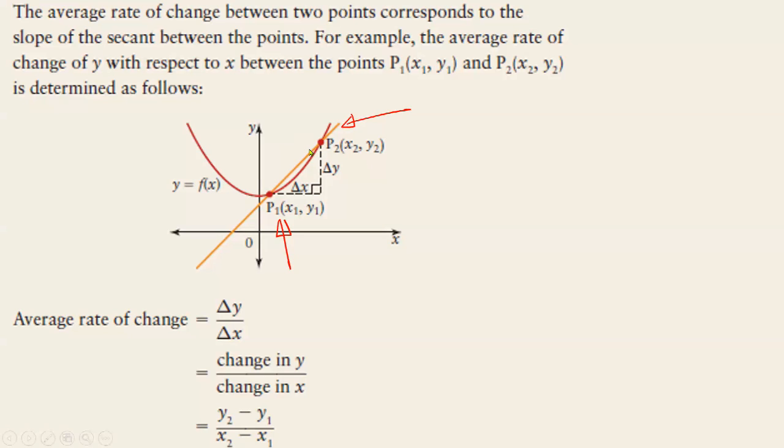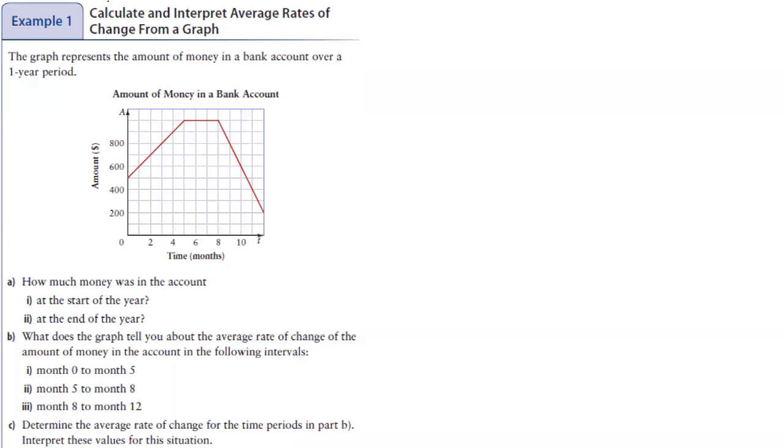Now let's use some example questions to illustrate these concepts. First, let's have a look at this question. So this graph represents the amount of money in the bank account over a 1 year period. The x-axis represents time in months, and the y-axis indicates the amounts in dollars. And you are required to answer the following 3 questions. Okay, so first I'll give you 10 minutes to have a look at this example question. Then we'll have a look at the solution together, okay?